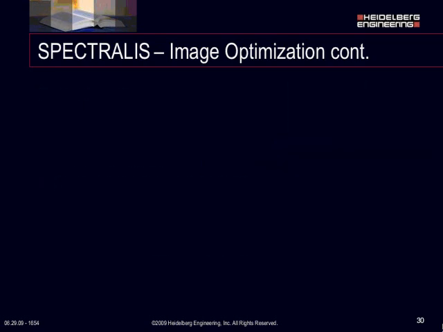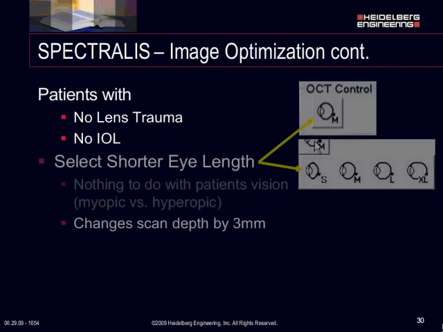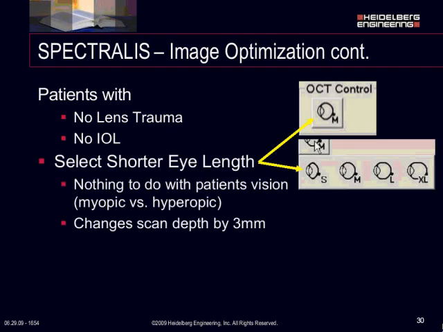Same thing holds true with patients who may not have any lenses. If a patient doesn't have an intraocular lens or they lost their natural lens due to trauma and nothing has been put in yet, it's going to be the same thing, but what you're going to do here is you're going to select the shorter eye. All right.